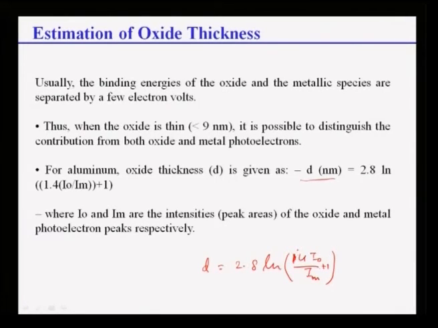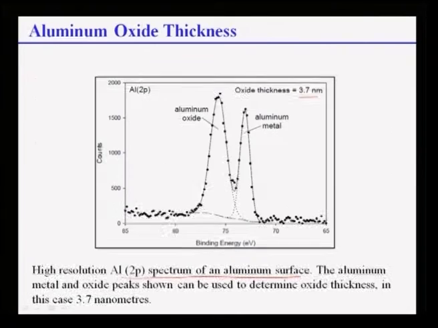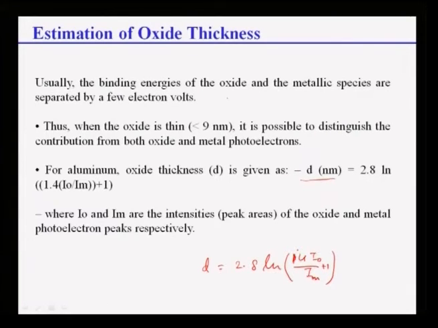So Io is basically the intensity of the oxide peak and Im is the intensity of the metal peak. That means if I know the intensities of these two, the oxide and metal peaks, I can put them in here and find out the thickness, and this is only possible when the thickness is less than 9 nanometers. If it is more than that, then it may not be possible to distinguish between these contributions and this fails. This is done for many other oxides.